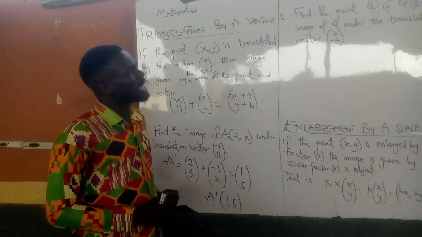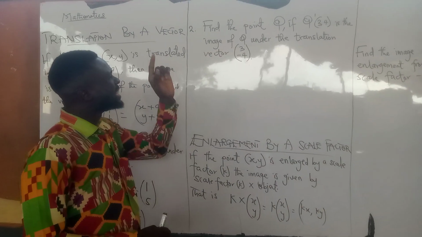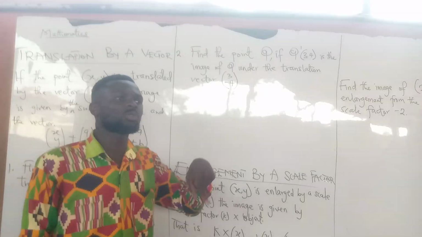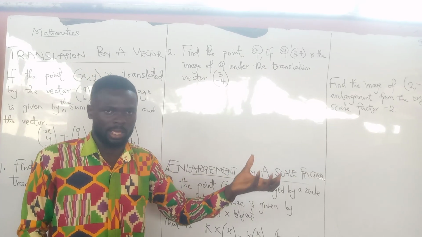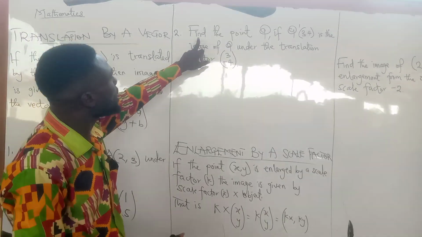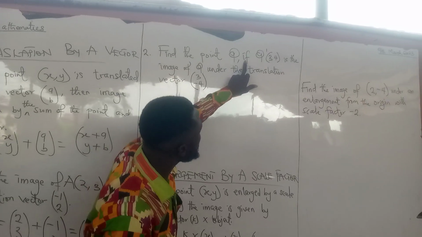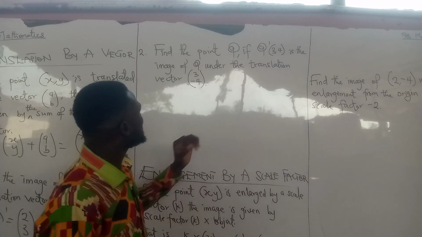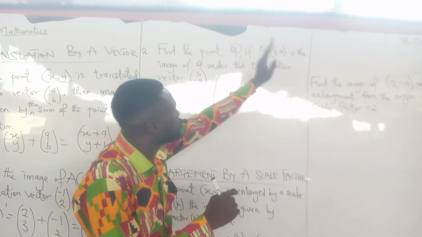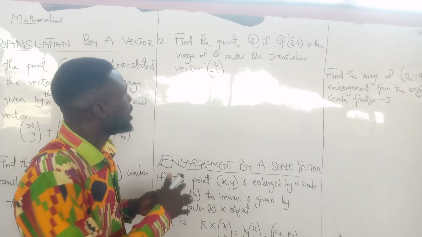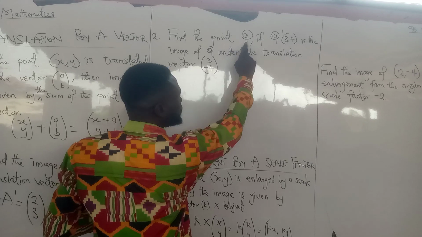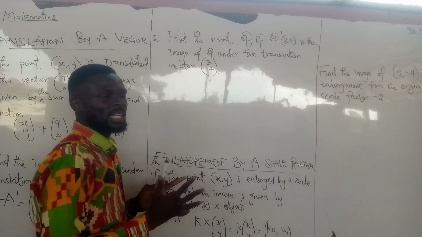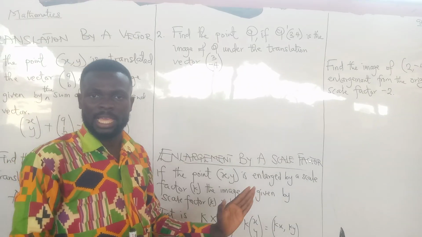Good. Let's look at example 2. With example 2, in some questions you will be given the vector and the image, then you'll be asked to find the object, and this one mostly comes in section A. Okay, mostly in section A. So it says find the point Q. If Q prime, that is the image of Q, (3, 4), is the image of Q under the translation vector (3, -4), find the point Q.